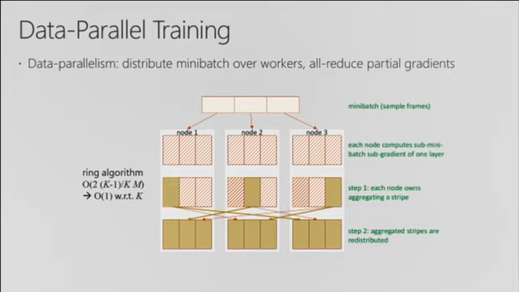It has a very nice property that the total amount of data being transmitted across all the nodes is O(1) with respect to the total number of nodes you have. This is so nice because if you want to scale to, say, 1,000 GPUs, the total amount of data being transmitted across the nodes is constant, essentially.